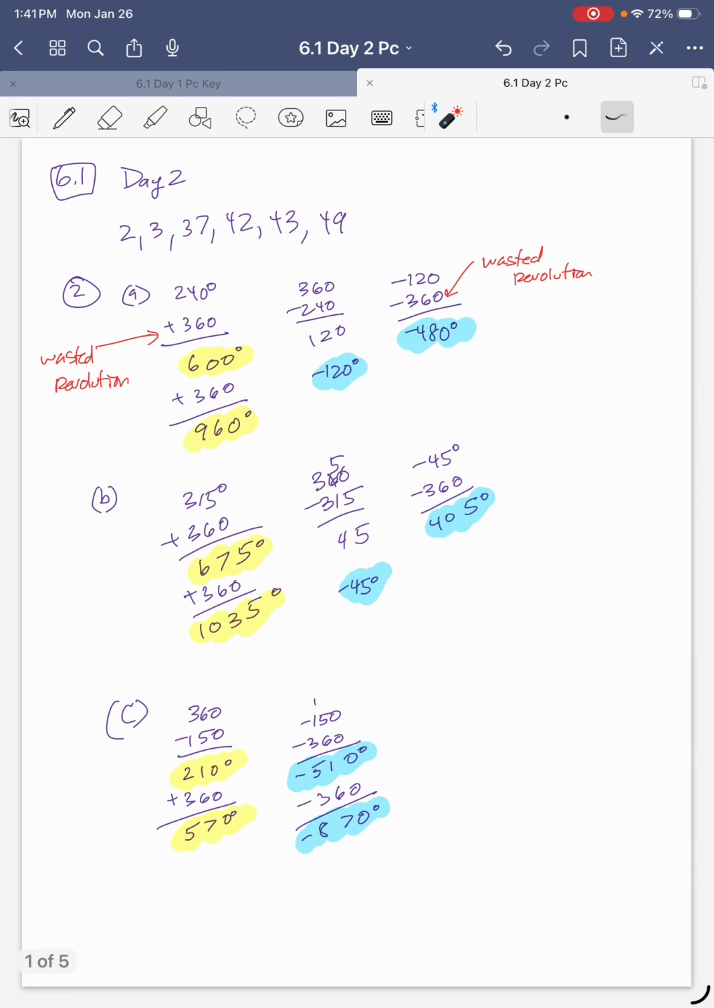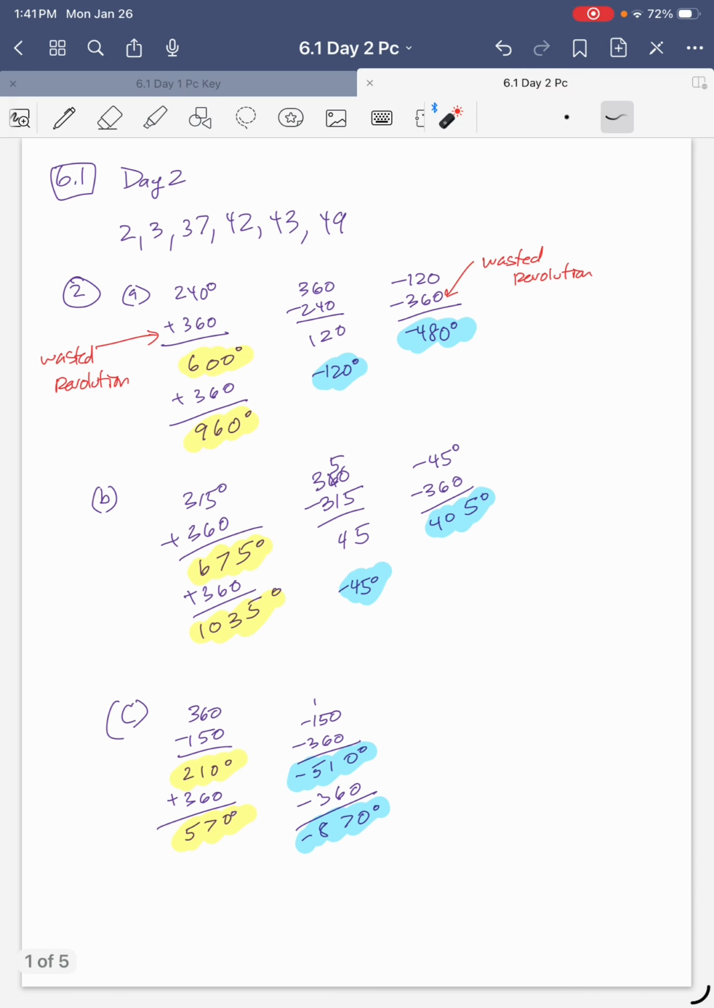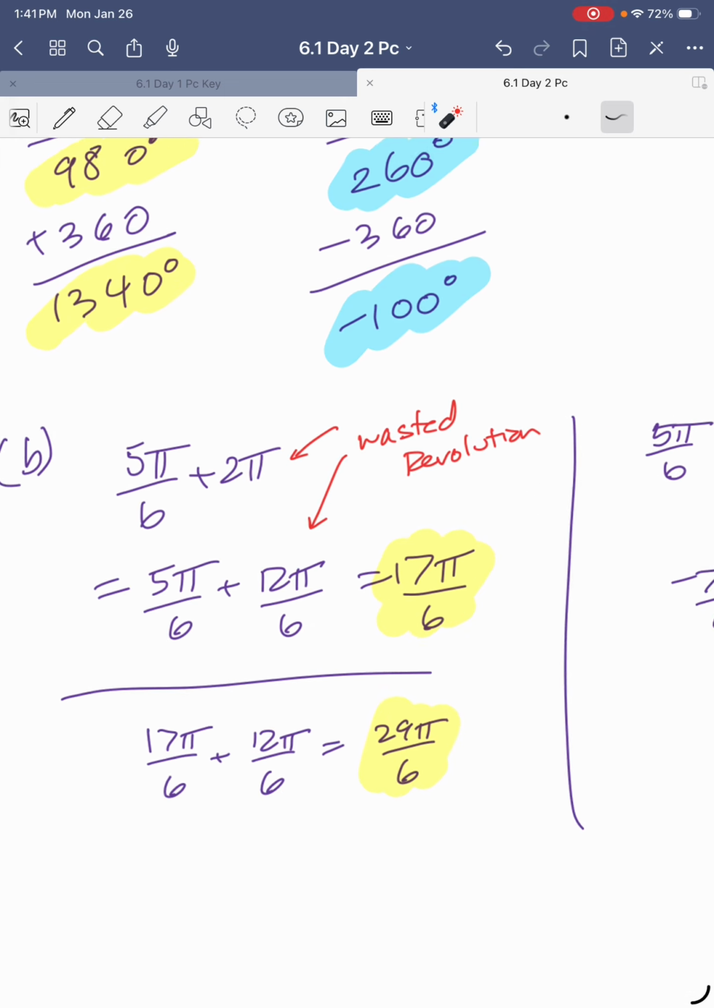Let me go back just a little bit for you. When we look at day 2, same sort of deal as before. The idea, if you're trying to get coterminal angles, is you either add 360 or you subtract 360. Each one of those is just a wasted revolution going either clockwise or counterclockwise. So that's how we get all those. Just make sure you didn't screw up any easy math. Now, here's where it's interesting.